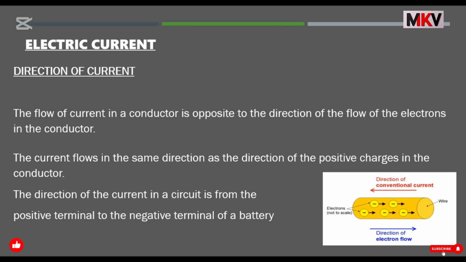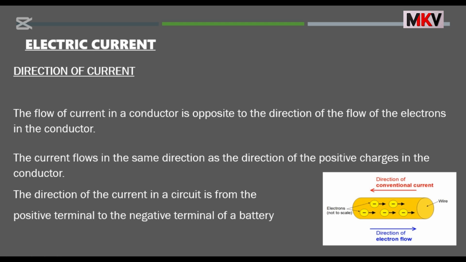Now, the direction of current. The flow of current in the conductor is opposite to the direction of the flow of electrons in the conductor. So if the electrons are moving in the right direction, the current will be moving in the left direction. As you can see in the diagram here, the electrons are moving in the right direction and the current is moving in the left direction. So always the electrons and the current move in opposite directions.